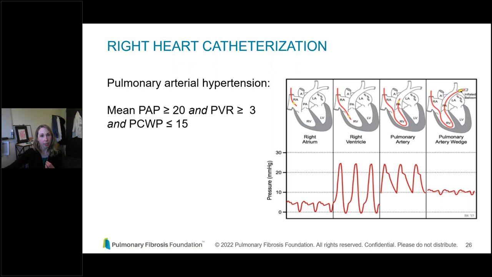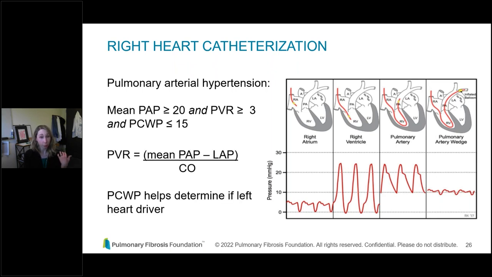And then we take all of those values and figure out the mean pulmonary arterial pressure, and also something called your pulmonary vascular resistance, which is basically the change in pressure from your pulmonary artery to your left heart divided by your cardiac output. And then there's criteria, so mean pulmonary artery pressure greater than or equal to 20 with a pulmonary vascular resistance greater than or equal to 3.